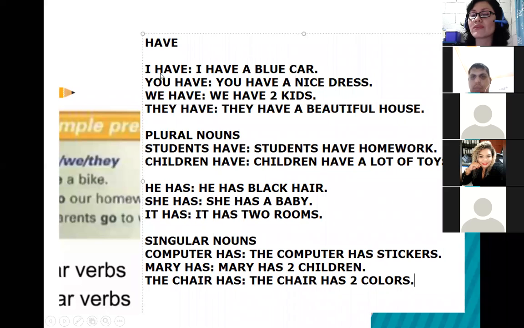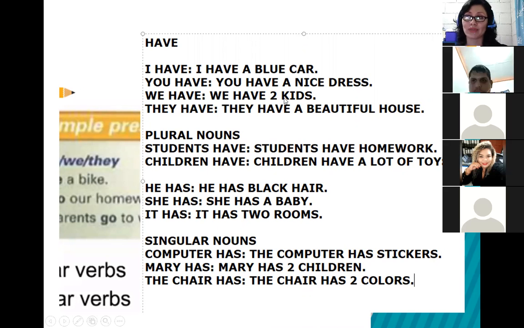Have is different, guys, because with have it says, for example, if I want to use it for I, you, we, and they, I use have. I have a blue car. You have a nice dress and we have two kids or they have a beautiful house.